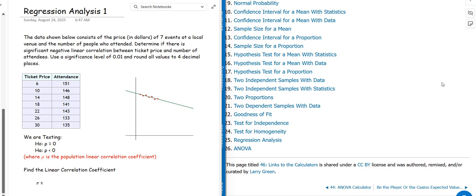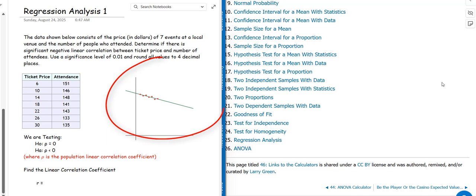I'm going to show you how to use the LibreText calculator to perform a regression analysis. In this problem, we're given a bunch of ticket prices and the corresponding attendance. And we want to know if there's a significant linear correlation between ticket price and number of attendees.